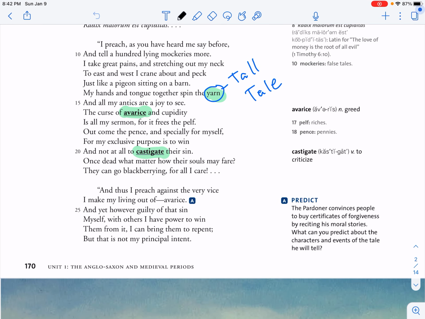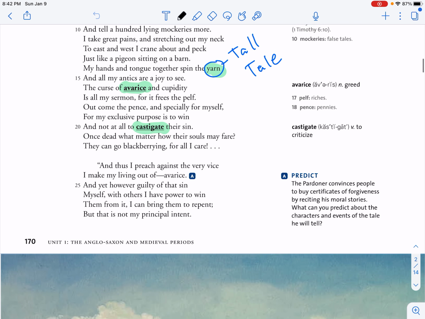I take great pains in stretching out my neck. To east and west I crane about and peck, just like a pigeon sitting on a barn, my hands and tongue together spin the yarn. And of course a yarn is a tall tale, a lie basically, an exaggerated story. And all my antics are a joy to see.